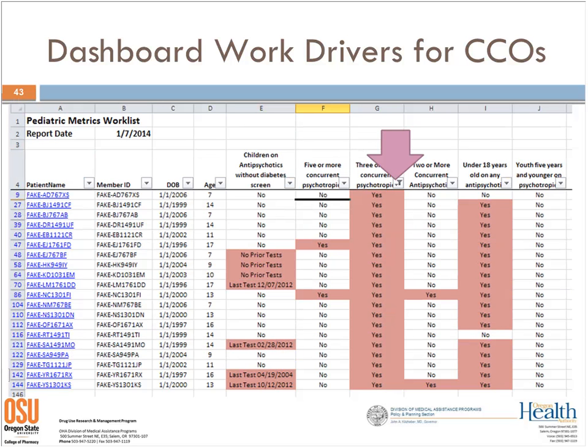We have another version of this spreadsheet that I didn't include due to time and space that's organized by providers. So you can see for a particular provider how many of their cases or which of their cases meet the criteria. So if appropriate, you can have a one-on-one conversation with that provider, or the CCOs can have a one-on-one conversation with those providers.